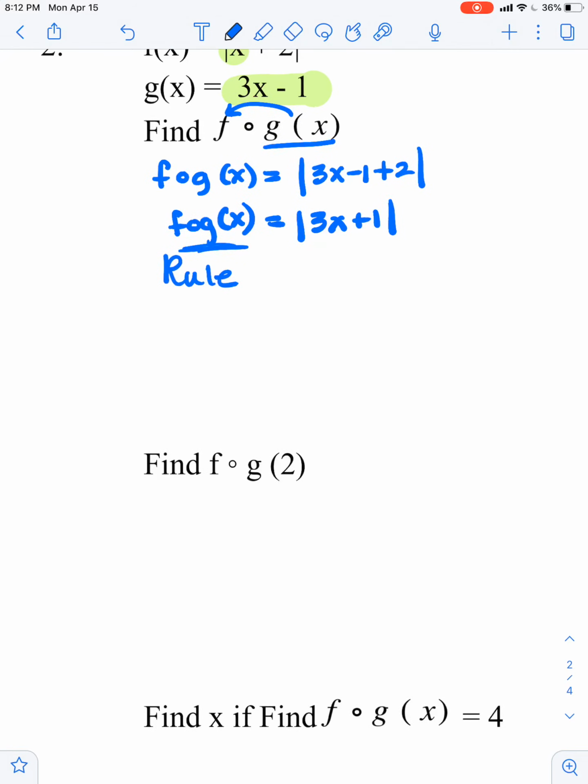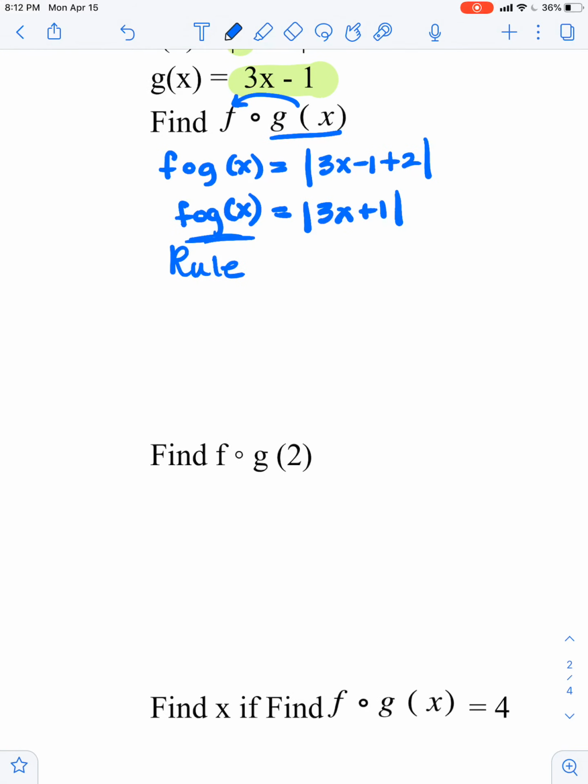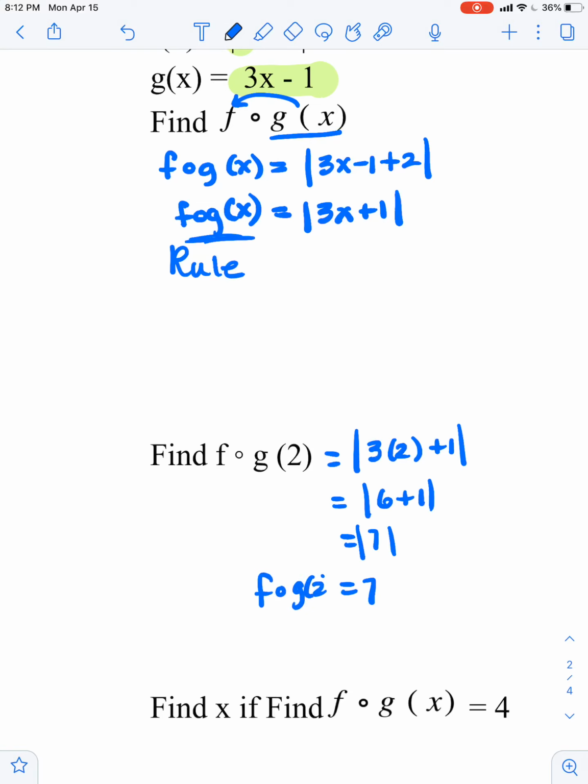Now it says do F composite G of 2. So again, I'm going to take what I just did and I'm going to put a 2 there. So I have 6 plus 1 is 7. Okay, we got that. I guess I could do an extra step there. So F composite G of 2 is 7. Now, if we were graphing that, that would be a point that was given on that absolute value curve.